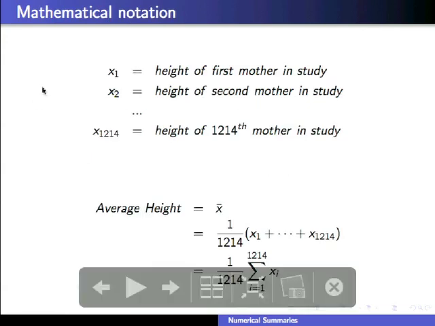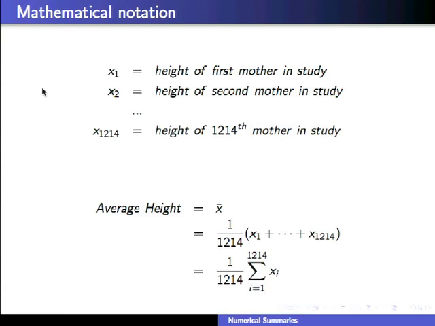Now we're going to do a little bit of notation. This is the first time that we've seen notation in this class, but it will be helpful for us when we get to the correlation coefficient, which will give you the mathematical notation for that. So we are going to abstract the notion of the height for the first mother in the study and say that that's x sub 1. Then x sub 2 is the height of the second mother in the study. x sub 3, the height of the third mother, up to x sub 1,214 is the height of the 1,214th mother in the study.